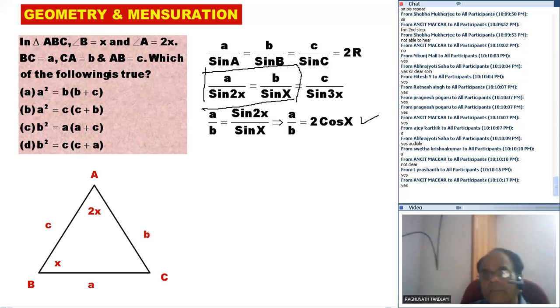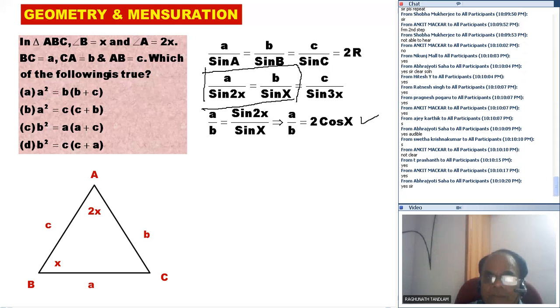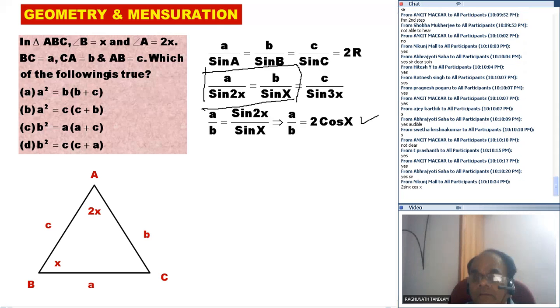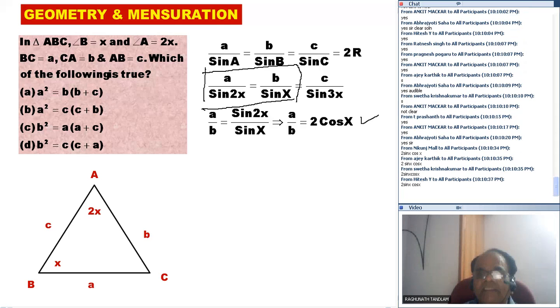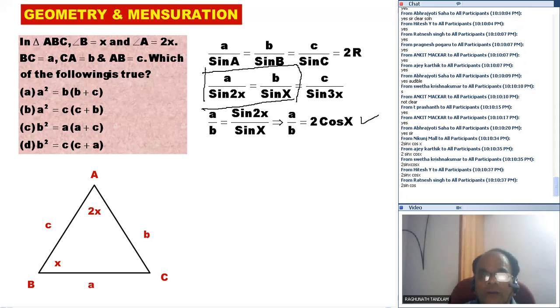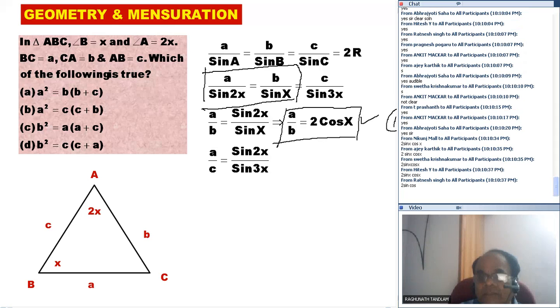Yes. Now, a by sine 2x equals b by sine x. What is a by b? Sine 2x by sine x. What is sine 2x? 2 sin x cos x. From that you get a by b is 2 cos x. This is the first derivation. Now, what is a by c? Using the first term and the last term of the equation, sine 2x by sine 3x.